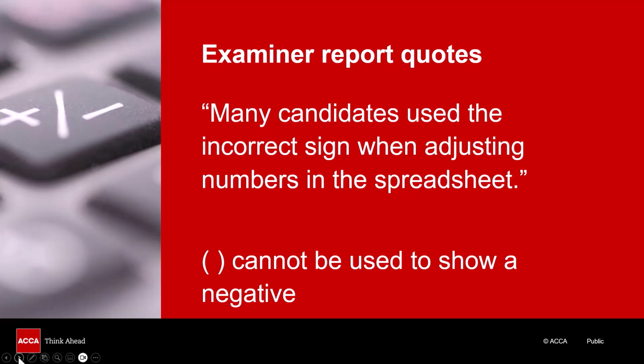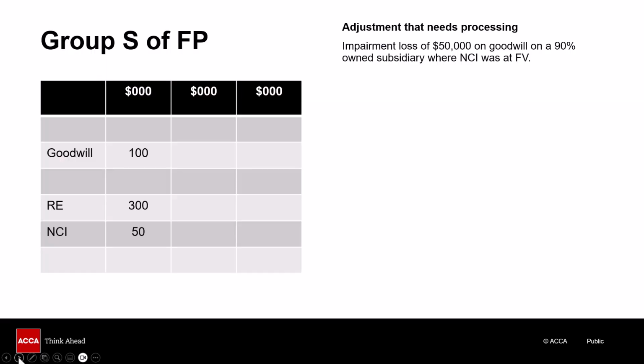And you're at liberty to pause this video when we come to it, because there are three types of question: a balance sheet, a P&L, and a cash flow. And I'm going to take you through all three scenarios with simple numbers so you don't need a calculator. So this is the setup. Let's keep it simple. We have an impairment loss of 50,000 on the goodwill. And this relates to a 90% owned sub where NCI has been measured at fair value.